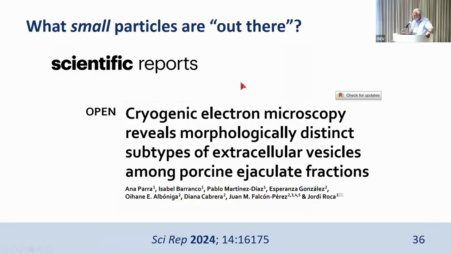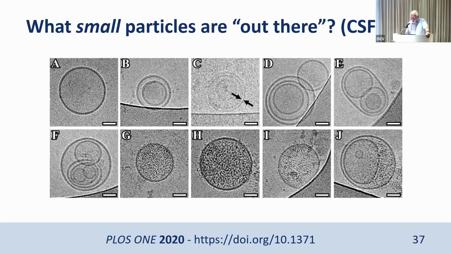Now, if I ask the question what small particles are out there, I think a number of studies have been published during the last 3-4 years, very interesting, where they looked with cryo-electron microscopy in different fluids, also body fluids, what types of particles are there. And one of the papers, and I think they show beautiful pictures, this is from human cerebrospinal fluid. You see all sorts of different particles in CSF. You see filled particles with a single membrane, but you see particles with a double membrane, even particles with 3 membranes. Are these all vesicles or not? Particles in particles, etc., etc.